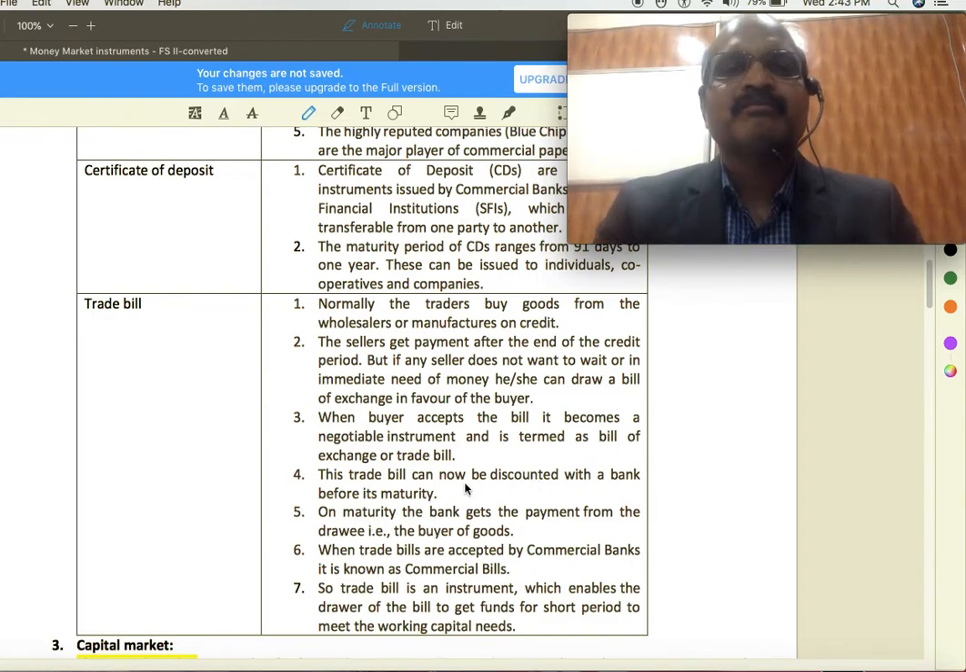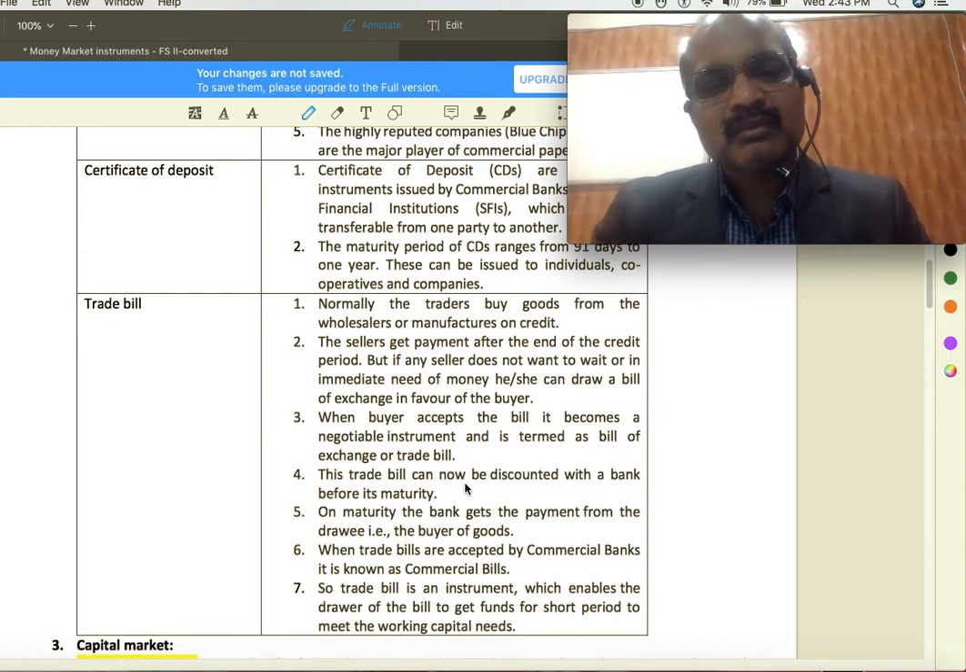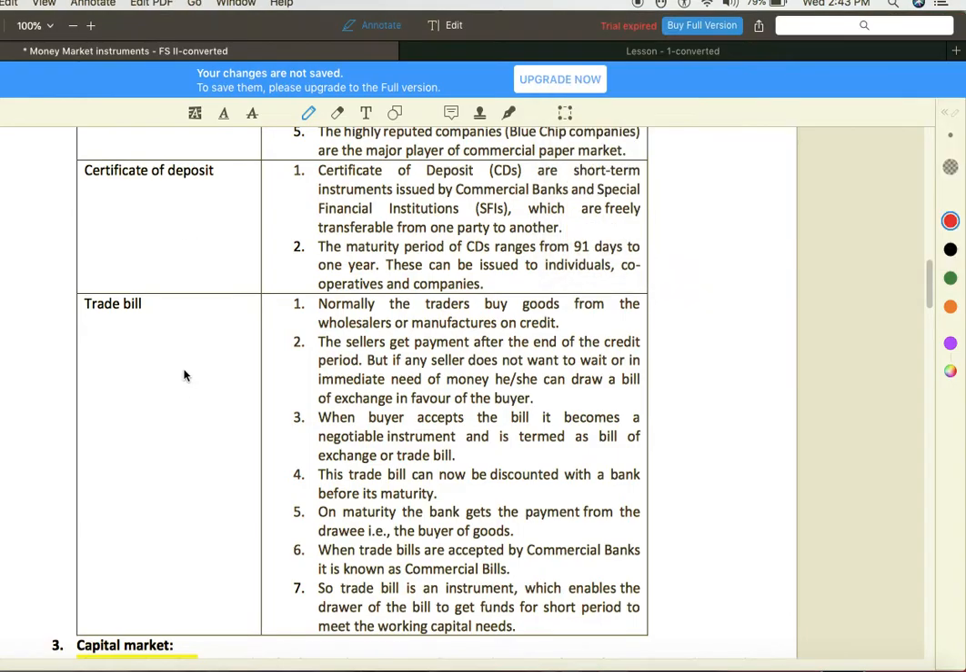I'm a trader. I bought the goods from a manufacturer. I don't have money to pay. So the manufacturer has drawn the bill and gave it to me. I signed it, which means I accepted, and again I gave it to whom? I gave it to the manufacturer. It's like this. Once again, I'll show you, please understand.